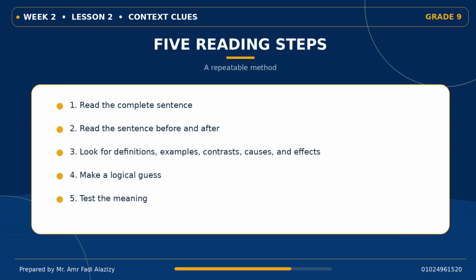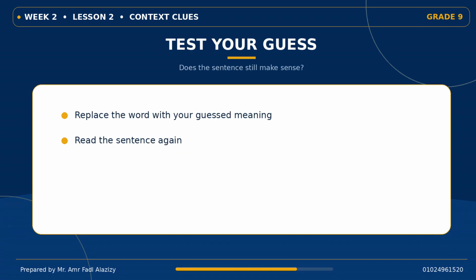When you find an unfamiliar word, follow these steps. First, read the complete sentence. Second, read the sentence before it and the sentence after it. Third, look for definitions, examples, contrasts, causes, and effects. Fourth, make a logical guess. Finally, replace the unfamiliar word with your guessed meaning. Ask yourself, does the sentence still make sense?